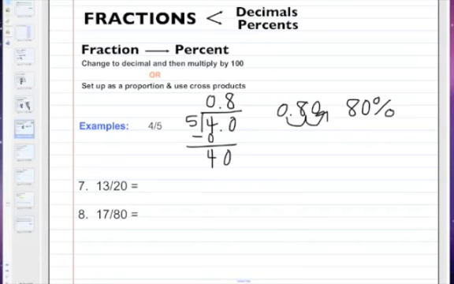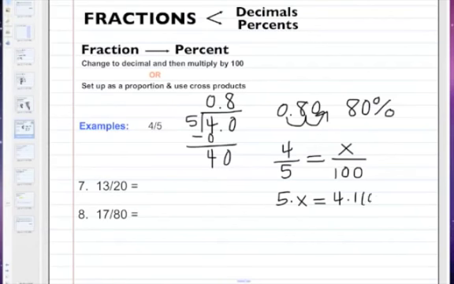You could also set it up as a proportion though. You could say 4 over 5 as something, and because percent is based out of 100, the other half of the proportion would be x over 100, and then I can use cross products. 5 times x equals 4 times 100.